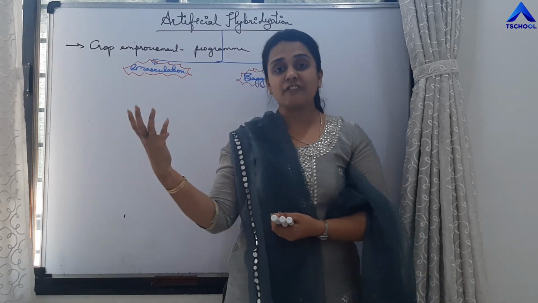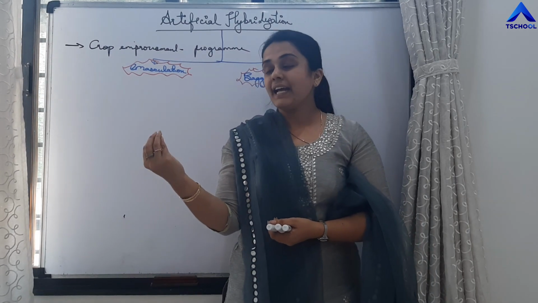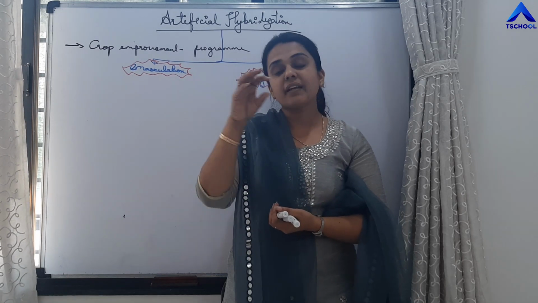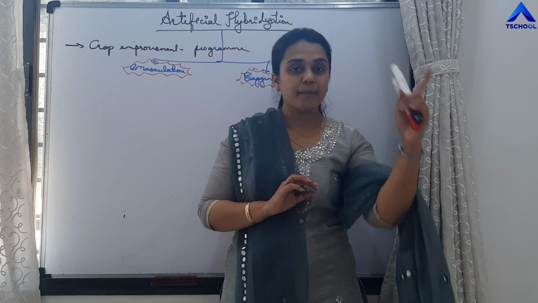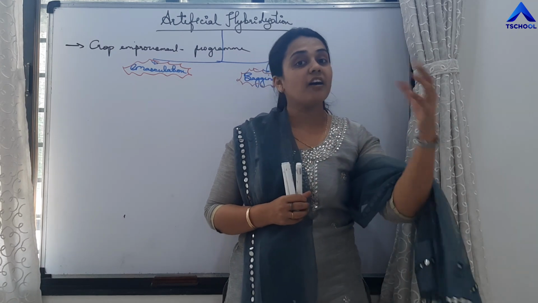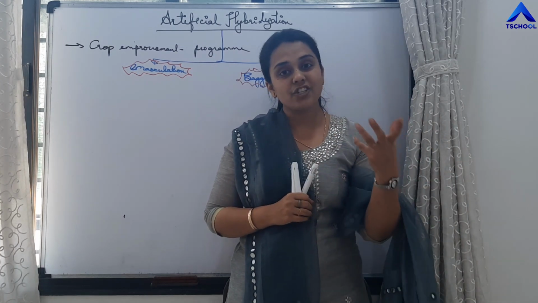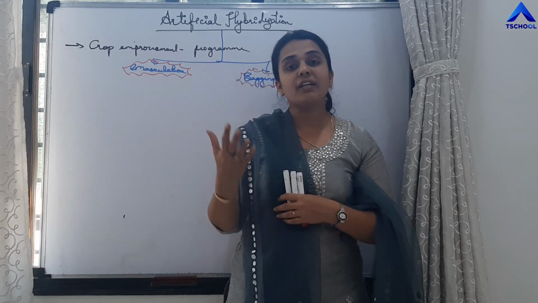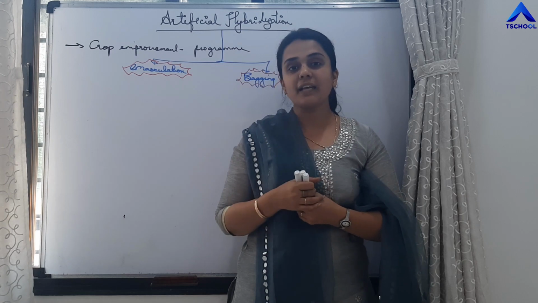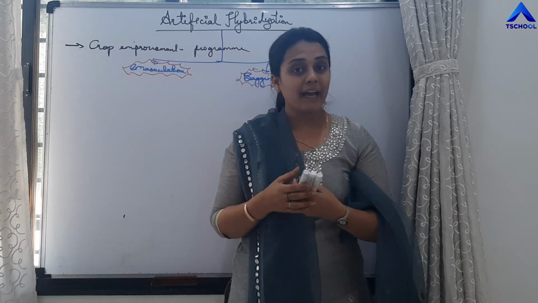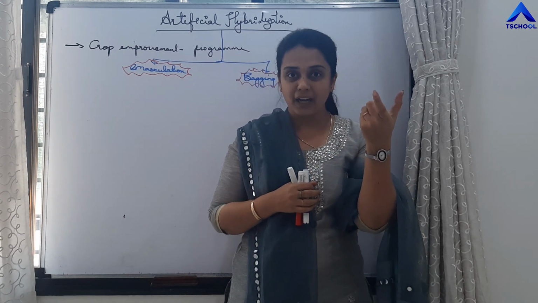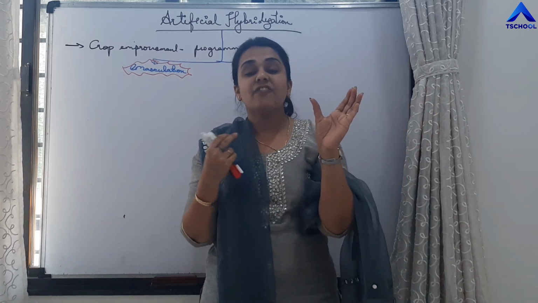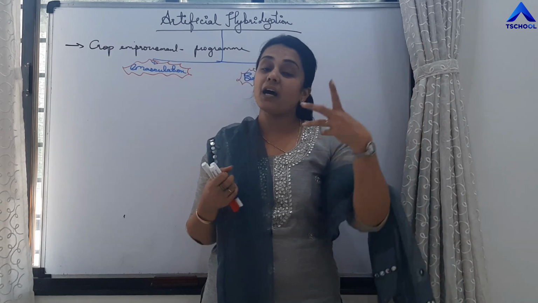So say the flower which is ornamentally good, I am taking the pollen grains of that flower and I am mixing with the stigma of the another flower which is having good disease resistance. But we know, students, that pollination is done by various biotic and abiotic components. So what happens if the stigma of this flower which is disease resistant will receive the pollen grains from some other flowers?